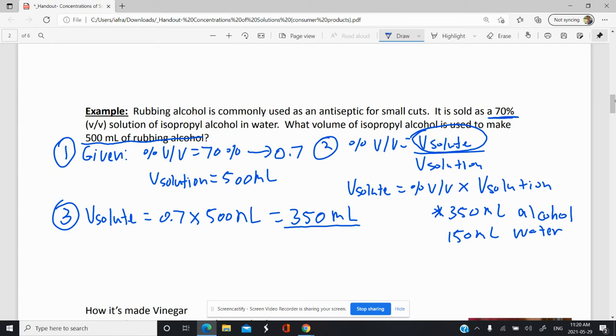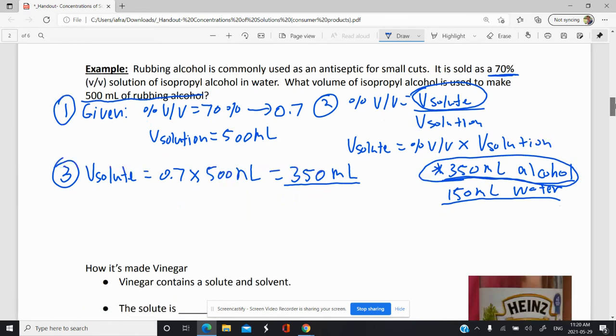I know generally we say the one that's in the greater quantity is considered the solvent, and the one that's in the lesser quantity is considered the solute, which is technically true, but we look at consumer products in terms of what the active ingredient is, and so that's going to be our solute, the alcohol over here. 350 mils of alcohol.